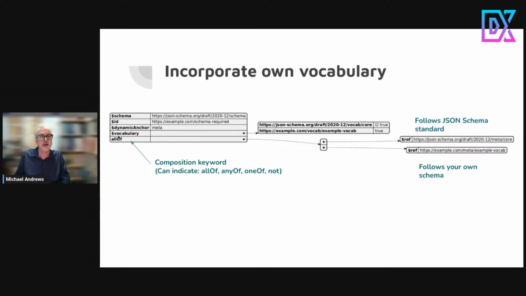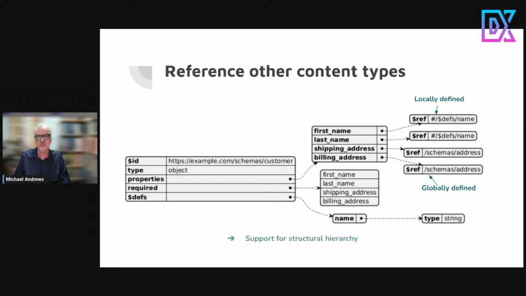Another thing I can just call out here is one of the keywords. It says allOf. This is a composition keyword. You have things like allOf, or anyOf, or oneOf, or not. And you can start to build up what you need and use this, again, without having to use any custom code.